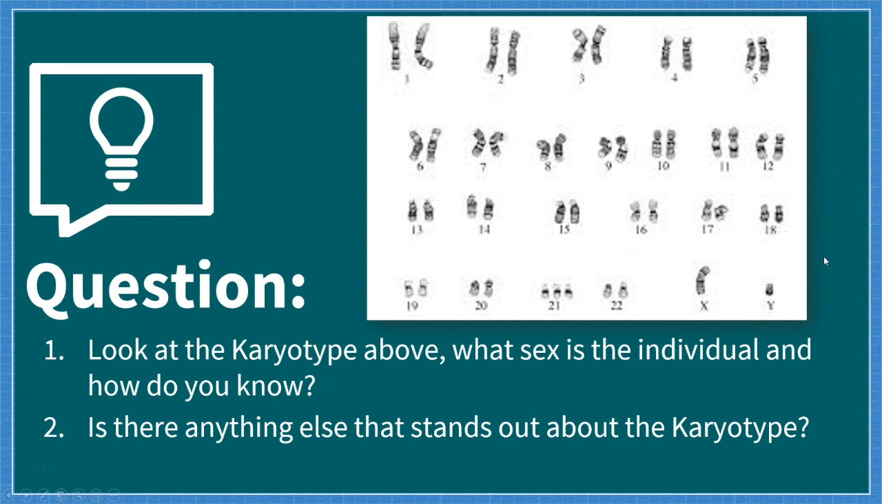So looking at this karyotype, see if you can identify the sex of the individual, and then explain also how you know that, and also have a little look a little more closely and see if there's anything unusual about this karyotype, or that seems a bit out of place. And I'll come back and I'll talk you through it in a moment. So pause the video now and go and analyze this karyotype.